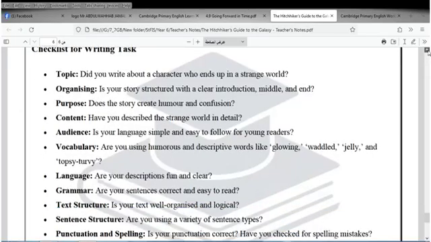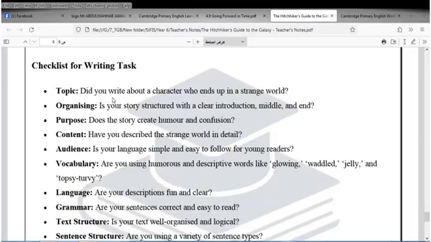Now, in order to checklist your writing, did you write about the character who ends up in a strange world? Yes, I did. Is your story structured and organized with a clear introduction, middle, and end? Yes, it was. Does the story create humor and confusion as its purpose? Yes, it does. Have you described the strange world in detail? I tried to put as much descriptive language in the content as I can. And the audience to whom you are writing: is your language simple and easy to follow for young readers to read this type of text?